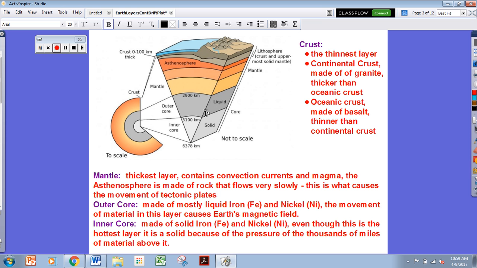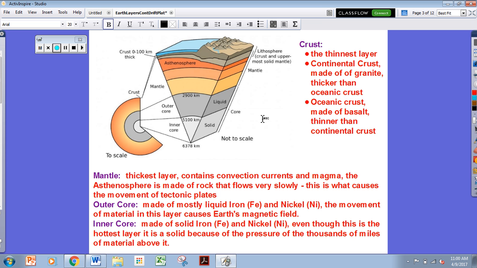The outer core is made up of mostly liquid iron, which I put the elemental symbol there, which is Fe, and nickel, Ni. The movement of material in this layer is what causes Earth's magnetic field. Okay, and Earth's magnetic field is important. We'll talk about that a little bit more when we talk about space science. It's what protects the Earth from solar wind from the sun.